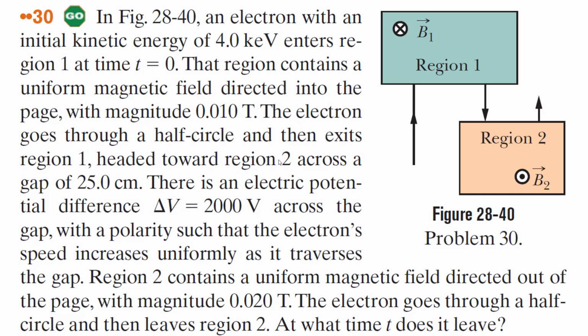Chapter 28, Problem 30. This is one of my favorite problems in all of Physics 212. An electron is shot into region 1, which is exposed to a magnetic field going into the page as shown. It emerges from region 1, crosses a gap, and enters region 2, which is subjected to a magnetic field coming out of the page as shown. You need to figure out the total amount of time it took the electron to travel through region 1, across the gap, and through region 2.